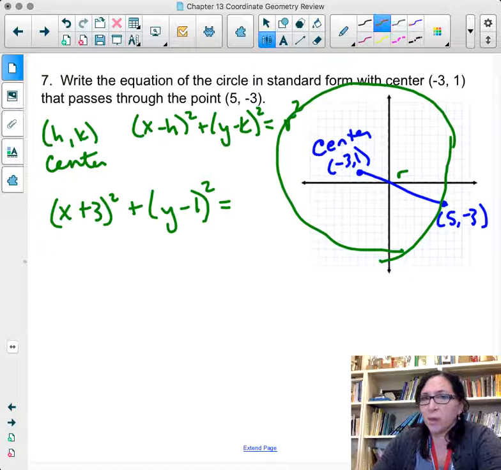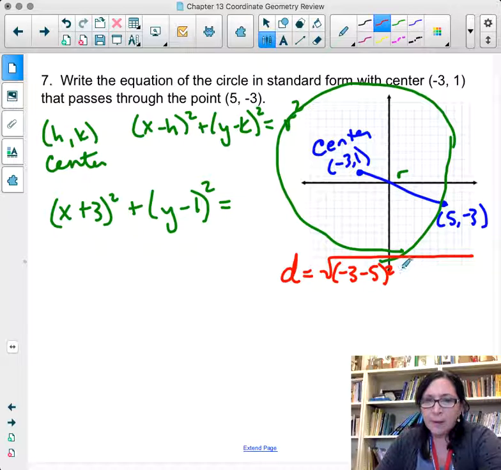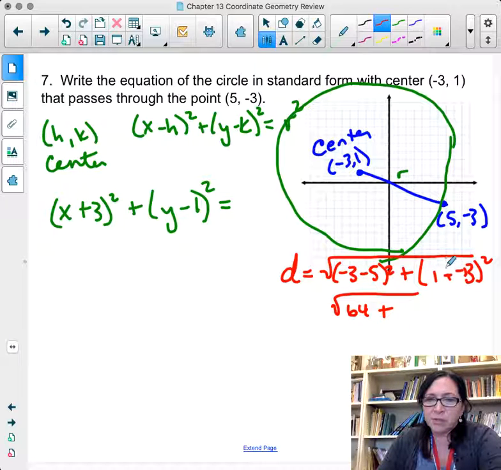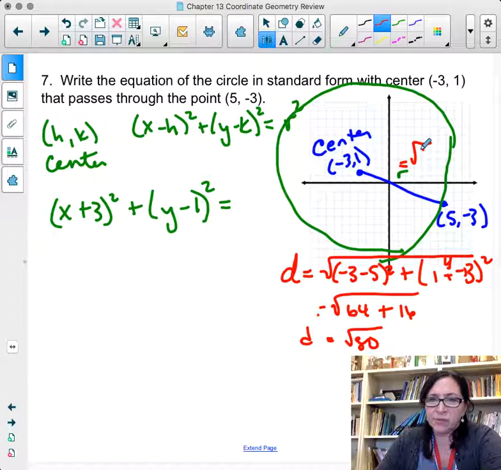Now there's a couple ways of finding r. Number one, I could use the distance formula. Distance formula says subtract your x's, so I'm going to do that first. So -3 minus 5 quantity squared plus 1 minus -3 quantity squared. These make plus. -3 minus 5 is -8. Quantity squared is what? 64. And then this is 3 plus 1, which is 4. 4 squared is 16. So that means that my distance between the 2 points is the square root of 80. So this value, my radius, is the square root of 80.